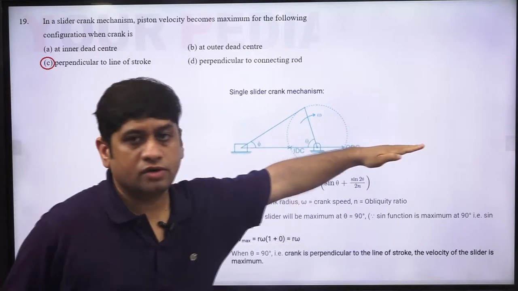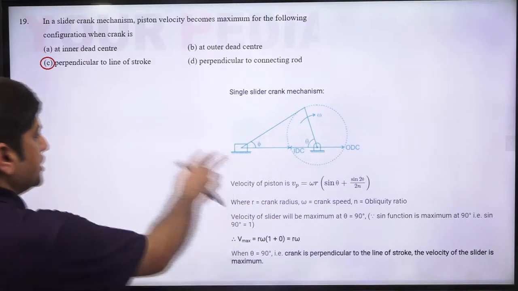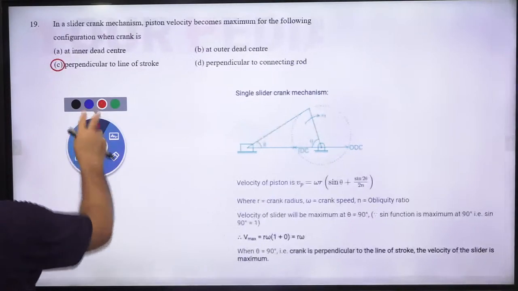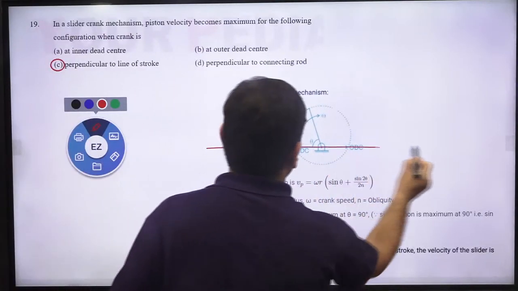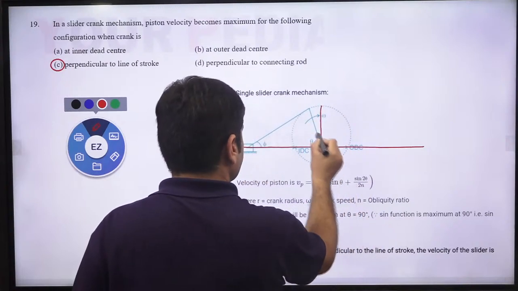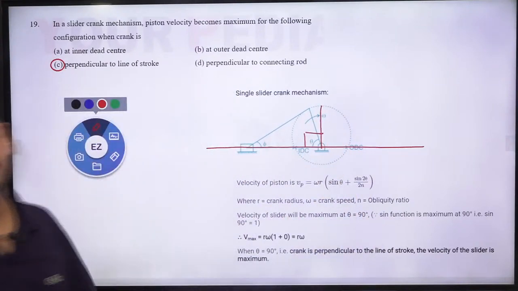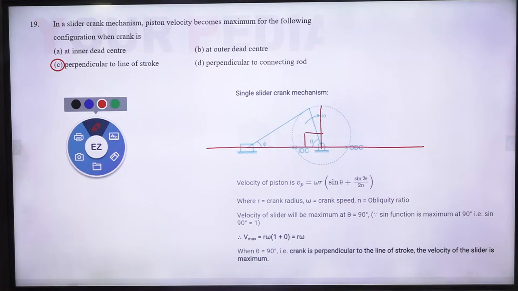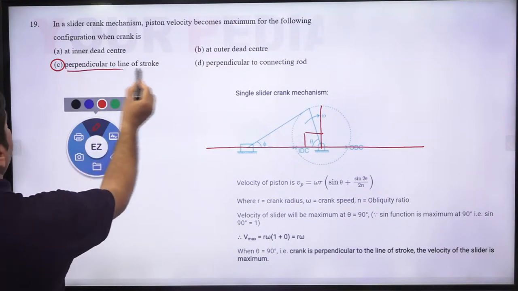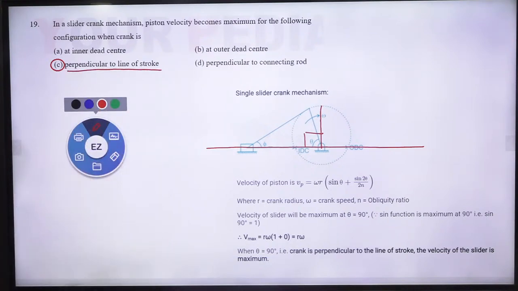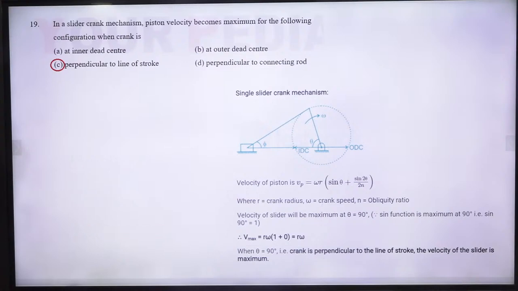This is the line of stroke. So when this theta becomes 90 degree, which one is line of stroke? This one is line of stroke. When the crank comes here, this becomes theta 90 degree. Theta becomes 90 degree at this particular point, and hence perpendicular to line of stroke. So when crank becomes perpendicular to line of stroke, then you get this. So this is how it is done.